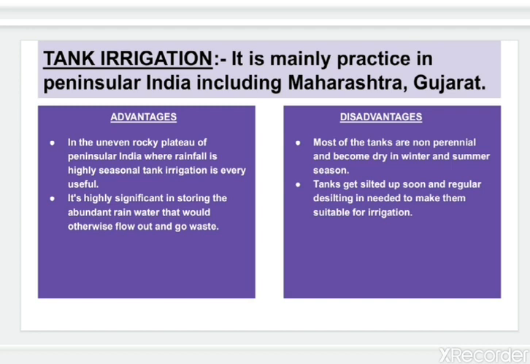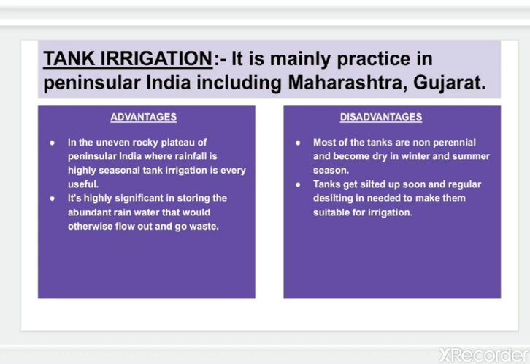Next, tank irrigation, the third method, which is practiced in peninsular India including Maharashtra and Gujarat. Advantages. In the uneven rocky plateau of peninsular India where rainfall is highly seasonal, tank irrigation is very useful. It is highly significant in storing the abundant rainwater that would otherwise flow out and go waste.